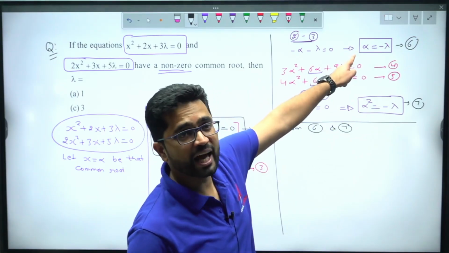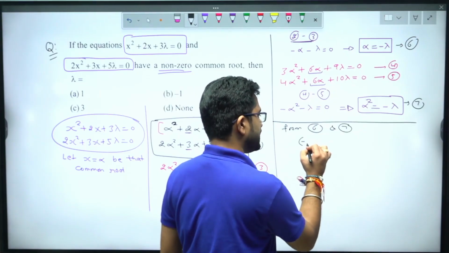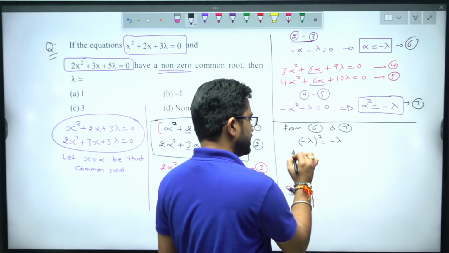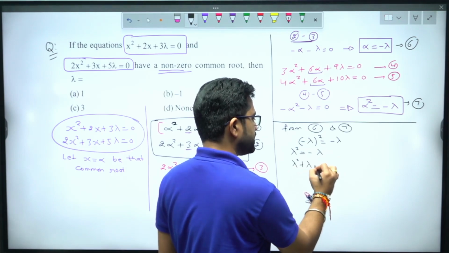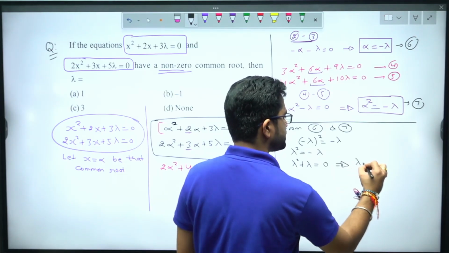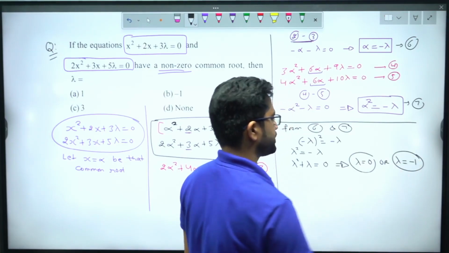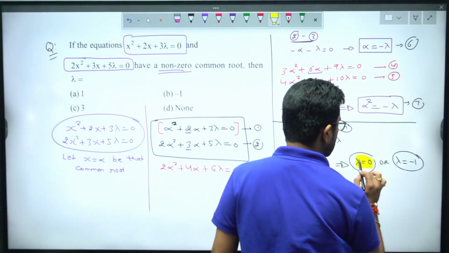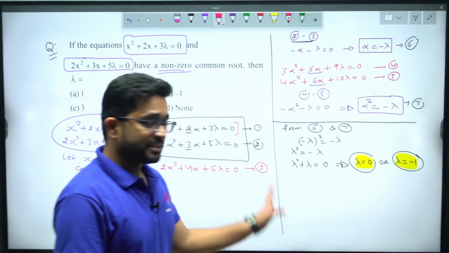Yes, from 6 I am getting the value of alpha as minus lambda. Put it here. So you will get minus lambda whole square as what? Minus lambda. Just simply simplify this. Lambda square should be equal to minus lambda. Lambda square plus lambda should be equal to 0. So guys, lambda can be, yes, this will give me what? Lambda can be 0 or lambda can be minus 1. Fine. So the final conclusion comes out to be lambda can have the value 0, lambda can have the value minus 1. Okay, easy one.